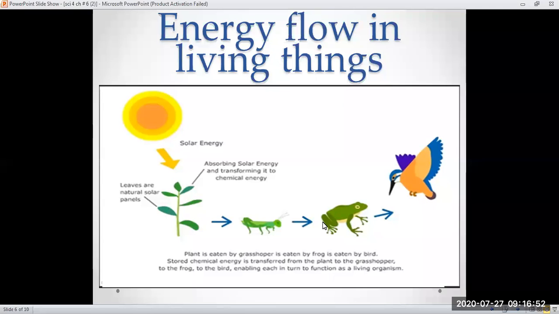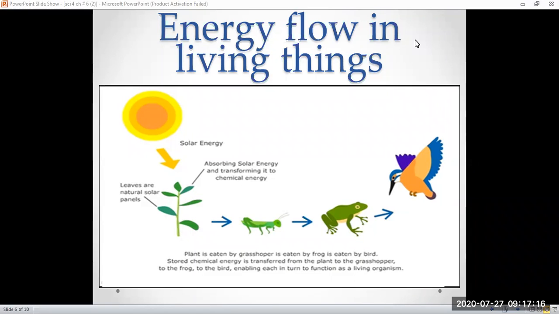We also eat animals, and these animals eat food too. Some animals eat plants, and some eat other animals. Those animals that eat plants are known as herbivores, and the source of herbivores' food is also the plant.